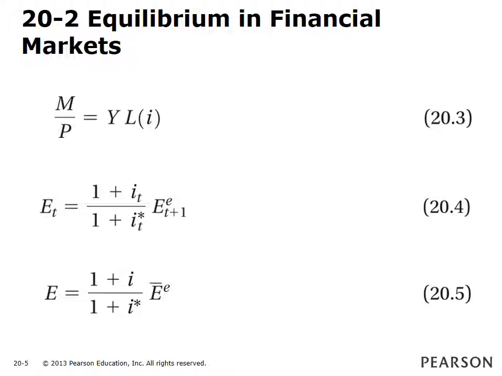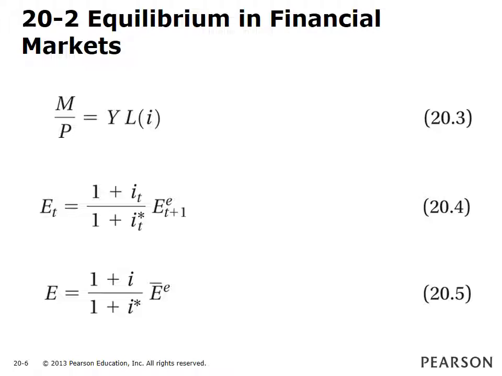Domestic bonds versus foreign bonds. Equations 20.4 and 20.5 have been derived from the interest parity condition. They give us the answer to the question of how exchange rates are determined. The relation tells us that the current exchange rate depends on the domestic interest rate, the foreign interest rate, and the expected future exchange rate.